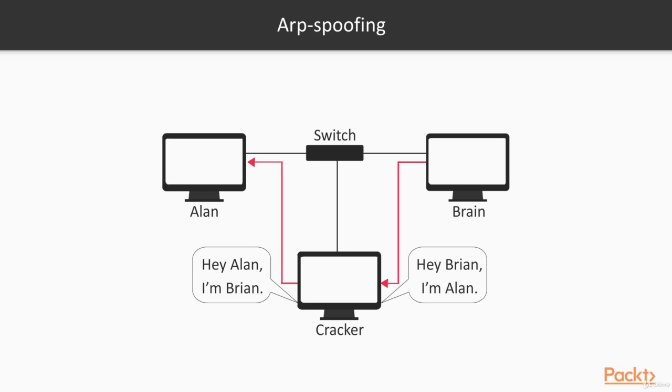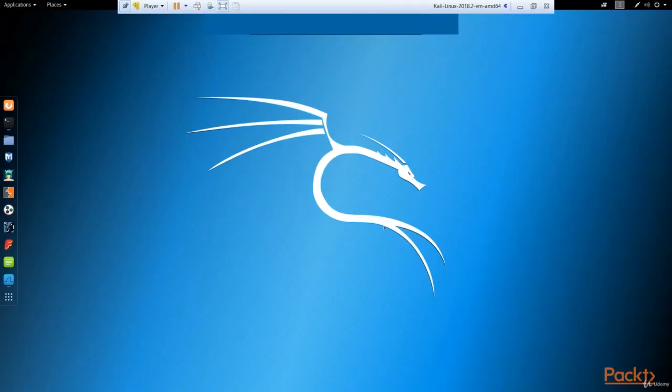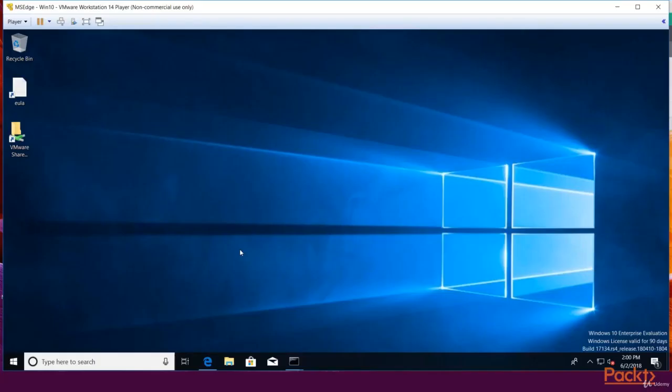Now let's see how it works in the wild. Here are the steps to detect man-in-the-middle attack. First of all, we'll tune up our tools, then imitate the attack, and at the last stage, we'll discover the attack. Let's do it. For today's demonstration, I'll use Kali Linux machine and Windows machine. Here you can see my Kali Linux. And here is another virtual machine, Windows 10.